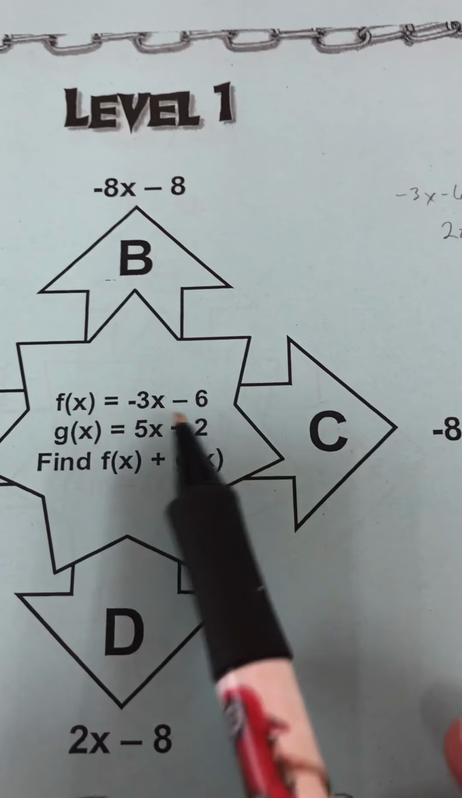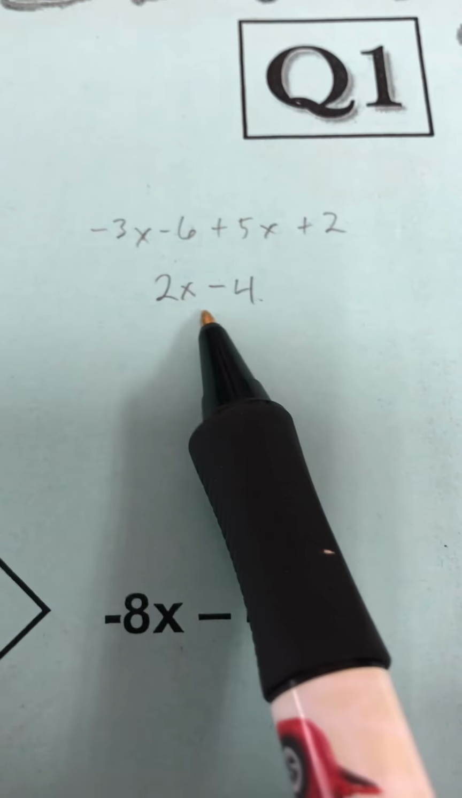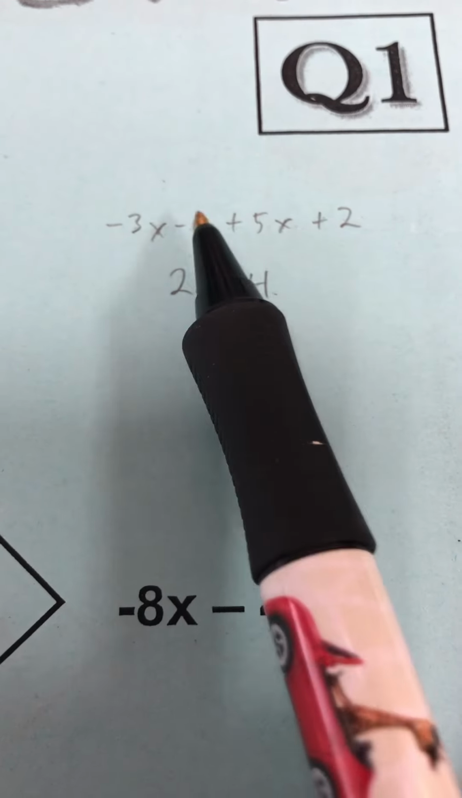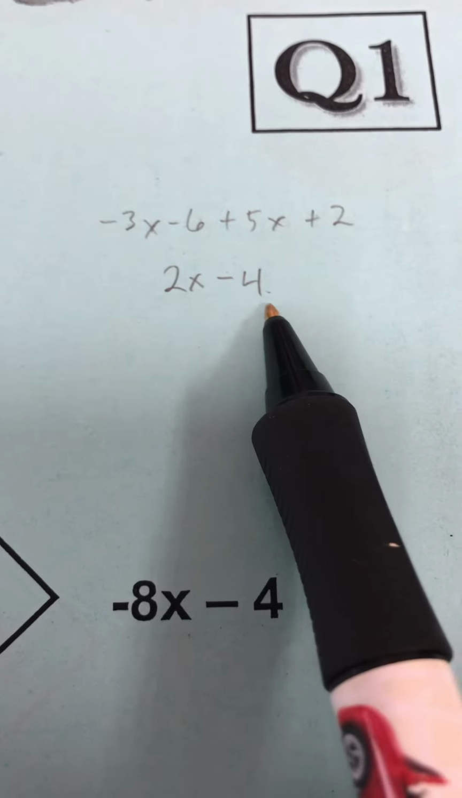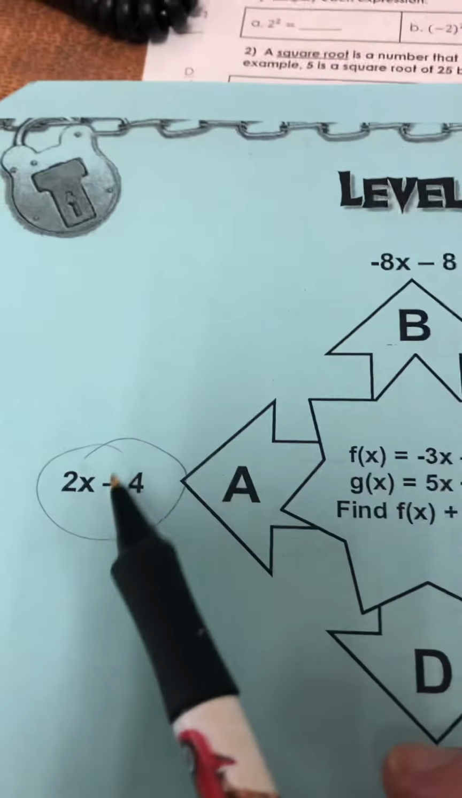So we're taking the f of x plus the g of x. When we add those two together, all we're going to do is combine like terms. So negative 3x plus 5x gives you 2x. Negative 6 plus 2 gives you negative 4. So your answer should be 2x minus 4, and that would go over here to A.